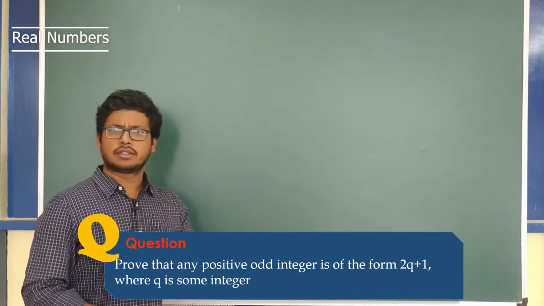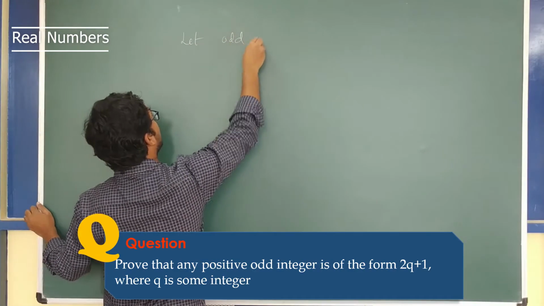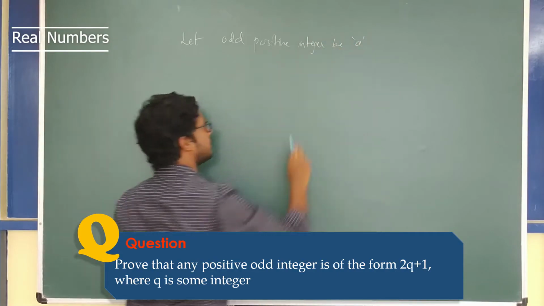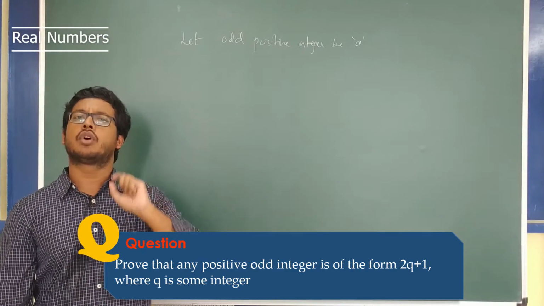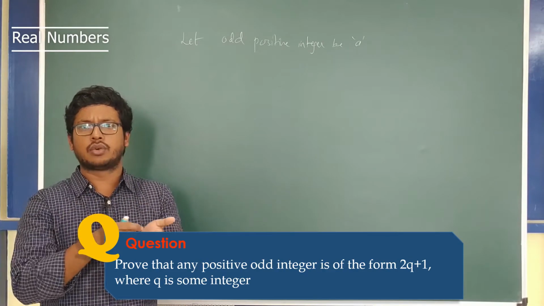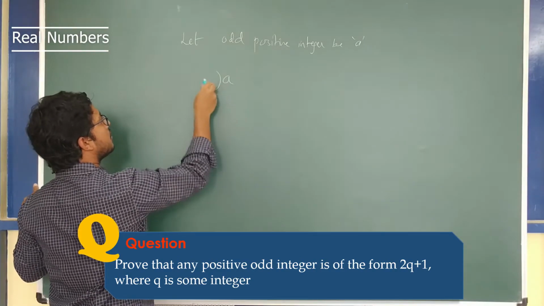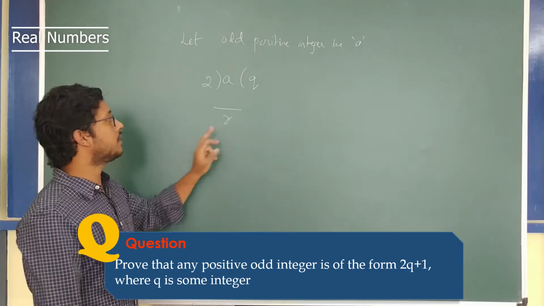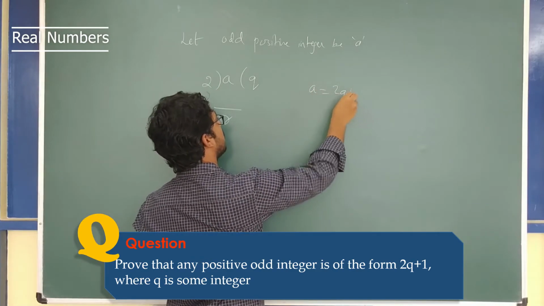So let us consider, let the odd positive integer be a. Since we want to prove that it is in the form 2q + 1, we know what a has to be divided by. So a now has to be divided by 2. In 2q + 1, that term 2 itself is the divisor. So a, when you divide by 2, we get some quotient q and the remainder will be r. Now a can be expressed as 2q + r.